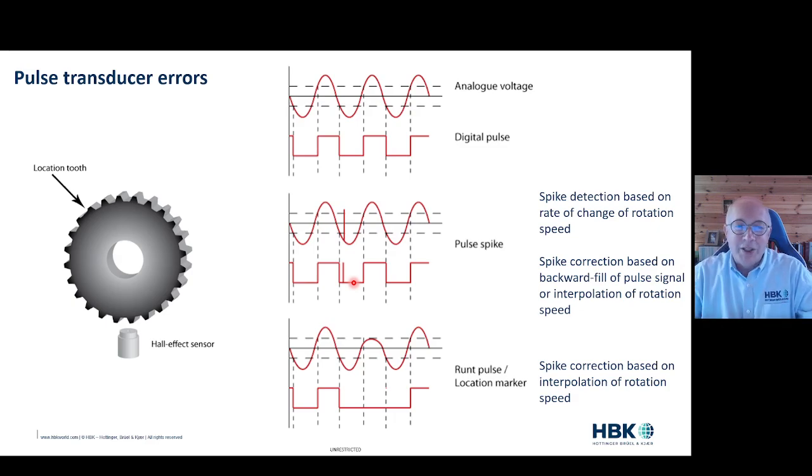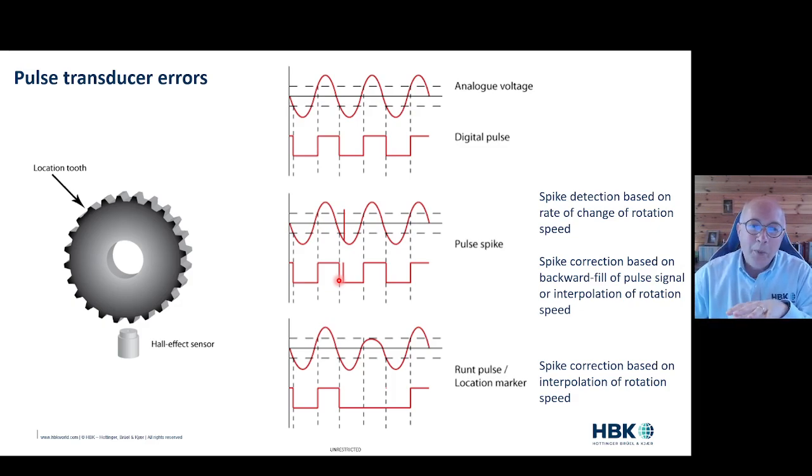Now, when you've got a spike, if you're looking at the pulse signal, you can actually just do a backward fill on that. Or you can actually interpolate the rotation speed signal that you're calculating. So those are good ways of getting out of pulse spikes. What you're doing is you're saying there's no way this machine could go from 1,000 RPM to 10,000 RPM in under a second. So it's allowing us to do that by looking at these freak responses.